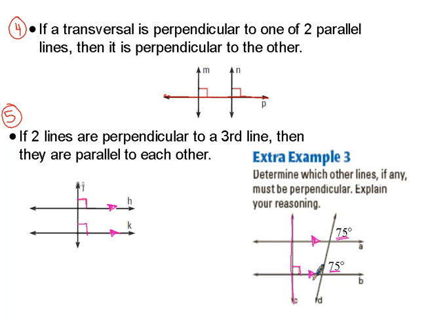So then I can use one of our new theorems. I have two parallel lines, and I've got a transversal that's perpendicular to it. So I could then conclude that line A is perpendicular to line C. Okay, so that's it for our theorems for today.